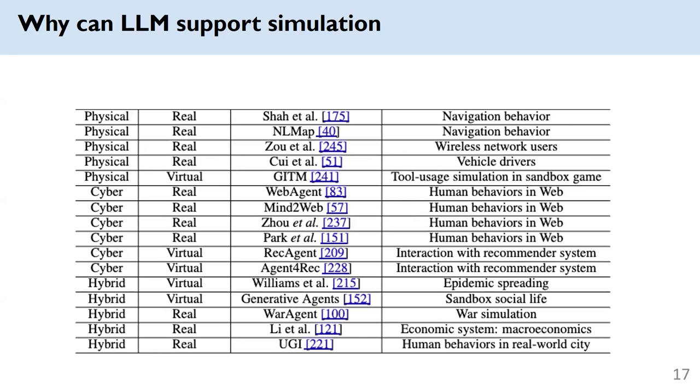And also there are a lot of works on physical, cyber, and hybrid domains. For example, in the physical domain, they can simulate how the agent navigates in a real-world map and how simulated vehicle drivers behave in a real city environment. For the cyber domain, you can simulate human behaviors on the web and also the online interaction with the recommender system. And for hybrid, some works focus on sandbox social life. So we define two dimensions. The first dimension is the domain. The second dimension is whether the environment is real or virtual. So this is an organization of existing works.